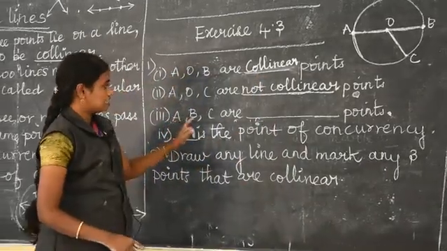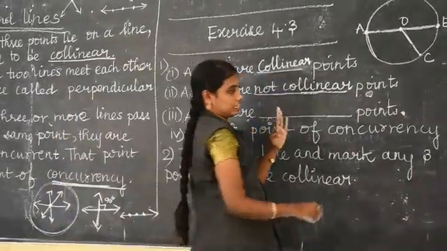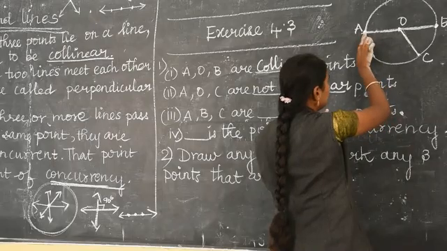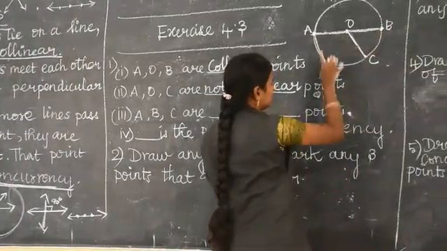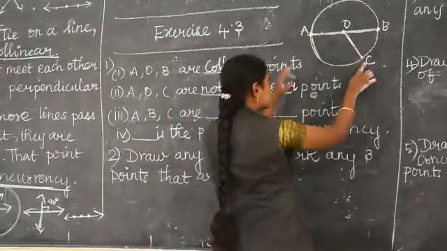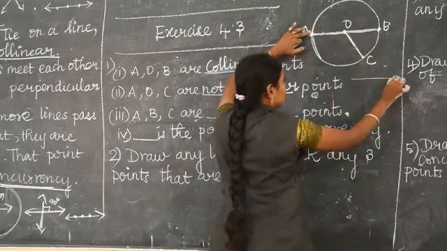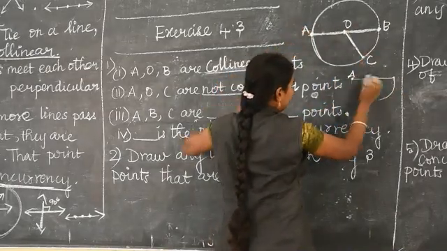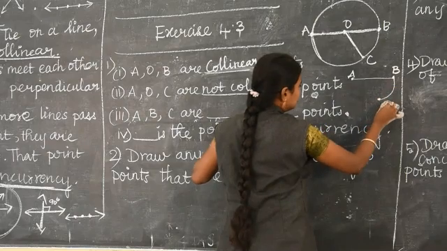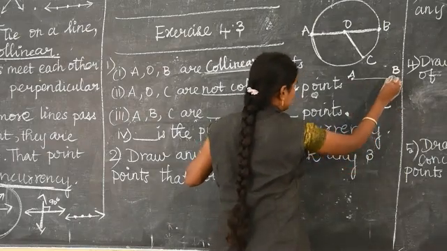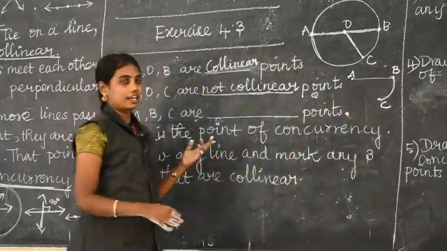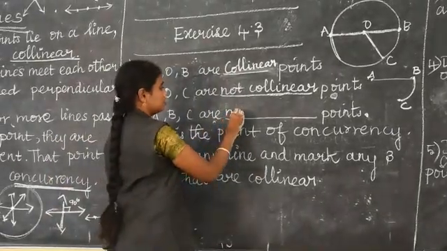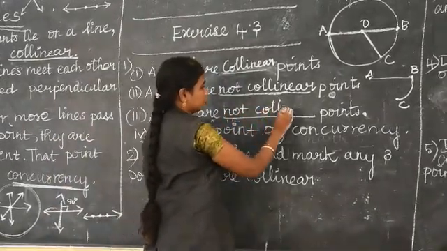Next, ABC. 3 points are given. We are going to find out whether it's collinear or not. ABC. Is it collinear? No, it's like this, ABC. It's not even a line. Here it's a line, here it's a curve. So it cannot be said as collinear. So not collinear.